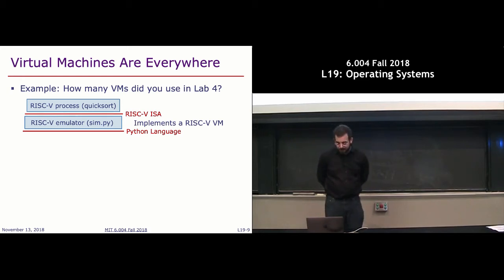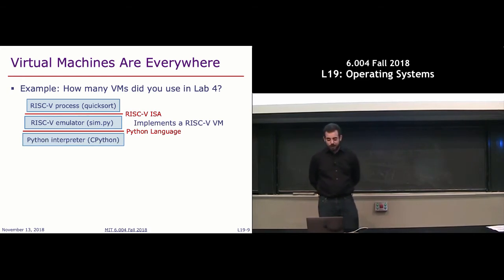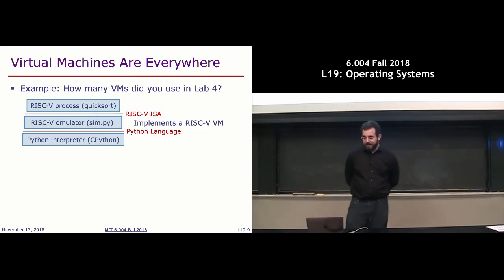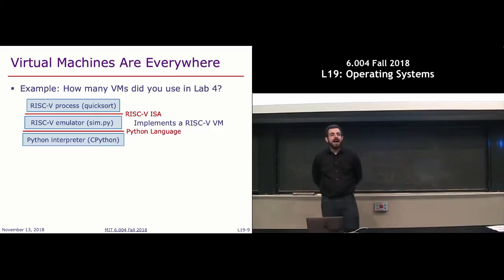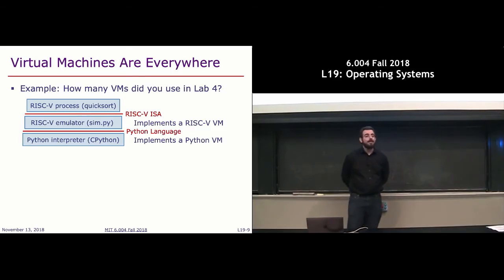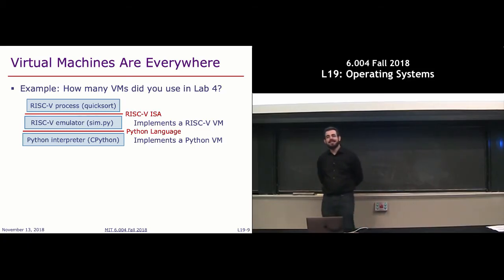And what's underneath the Python language? Well, there's another program called the Python interpreter. In this case, this is CPython. This is a program that actually does have machine instructions, and it is implementing another virtual machine, the Python virtual machine, right? This is taking the sim.py file, interpreting its different statements, and then executing the sim.py process. It's translating those high-level statements into low-level operations, right? Okay, so that's 2 virtual machines so far.